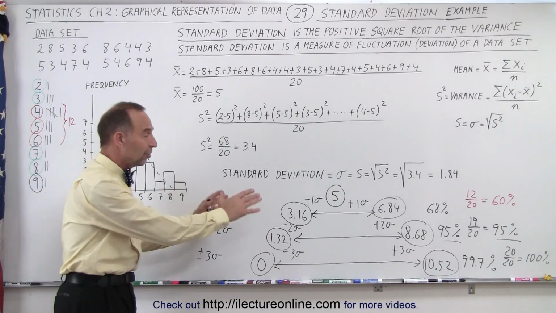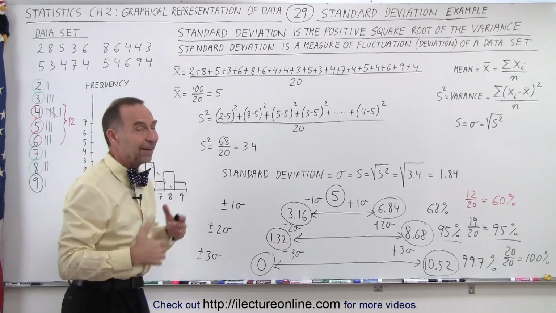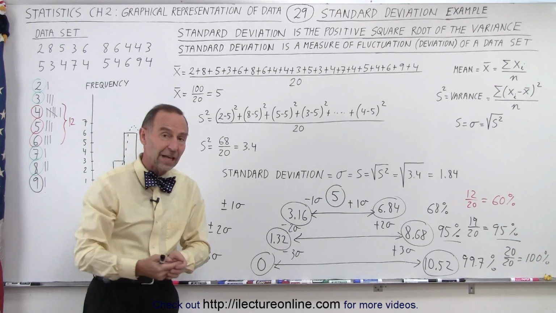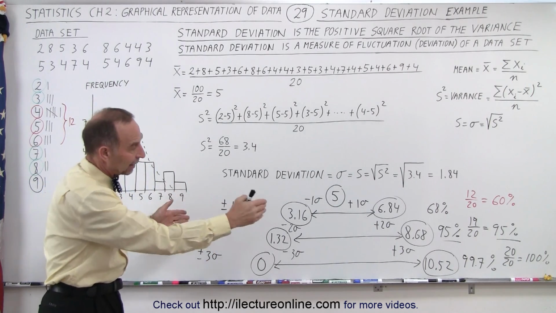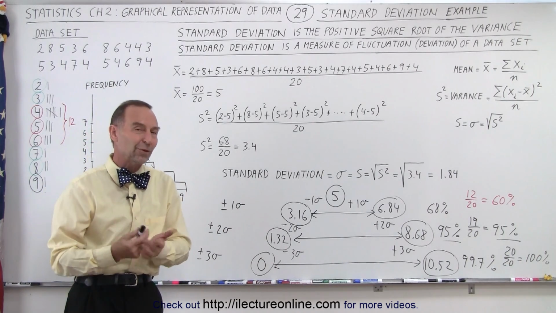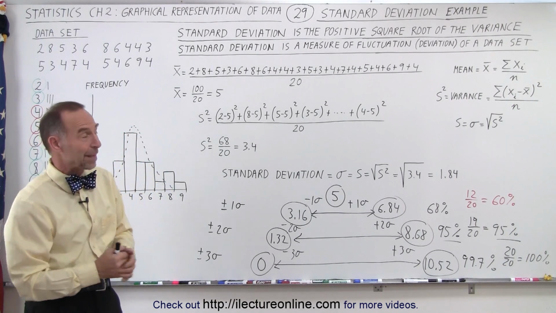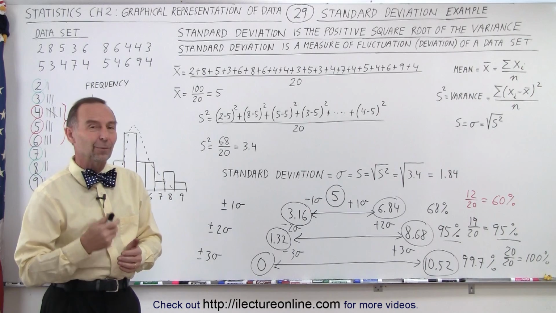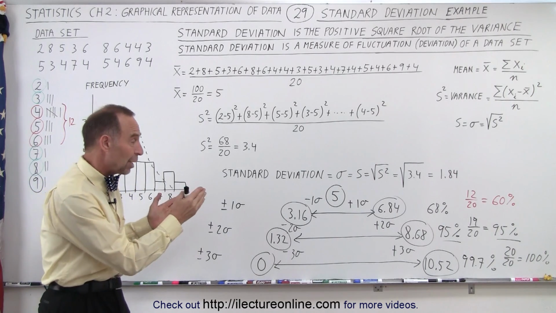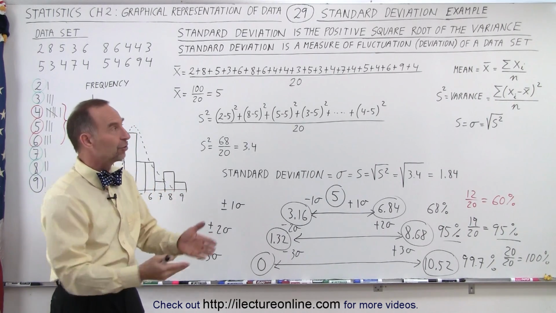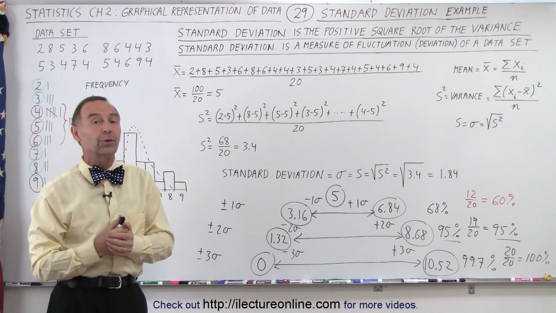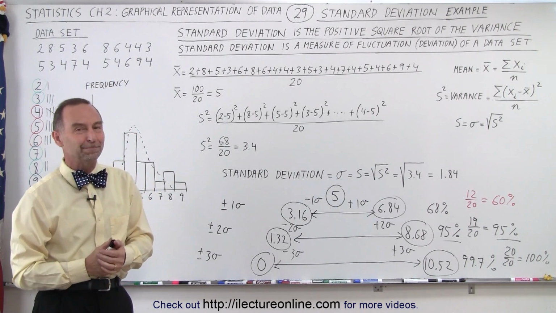Of course, this is specific to this data set. Every data set will have a different standard deviation, a different mean, and then of course a different range for the plus or minus 1 sigma, plus or minus 2 sigma, or plus or minus 3 sigma. And this is what it means by working out the standard deviation and utilizing it to give you information about the fluctuation or dispersion of your data set. That's how it's done.